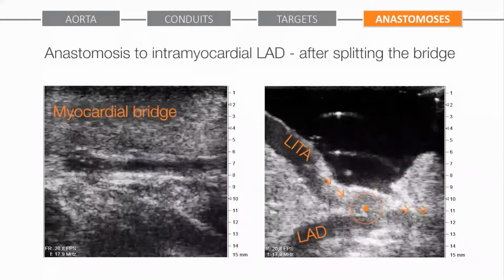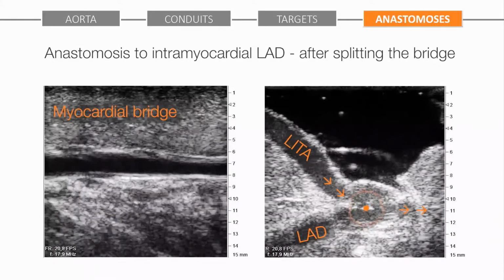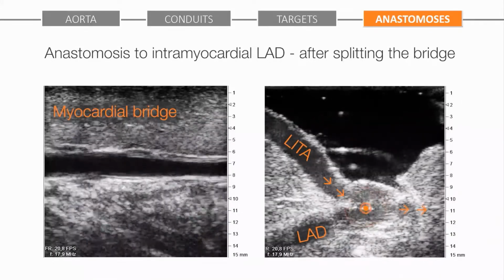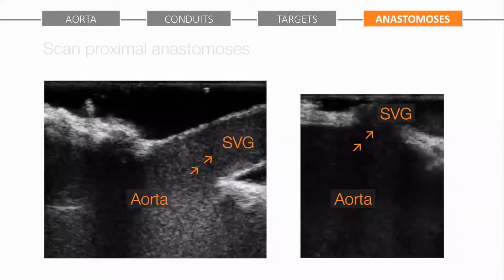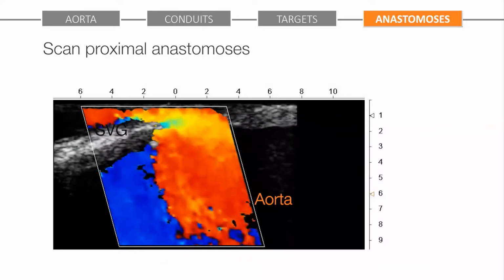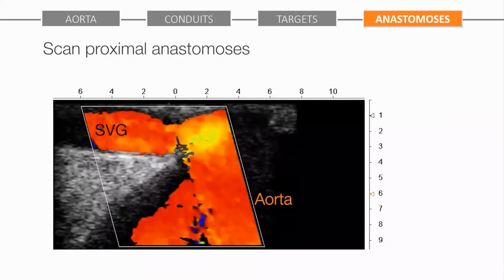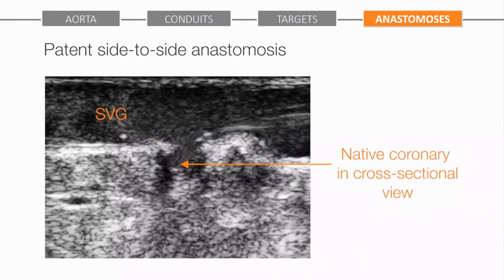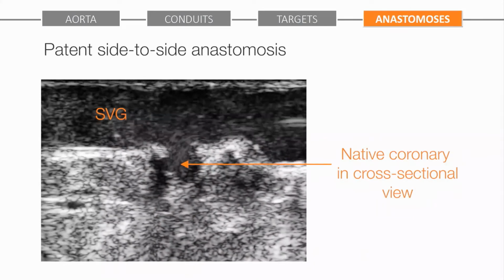To the right, a graft to an intramural LAD, the same LAD you can see to the left before splitting the myocardial bridge. These next video clips are normal proximal anastomoses in 2D and with color flow mapping. This is a side-to-side anastomosis of an SVG conduit on top of a short axis of the native coronary below.